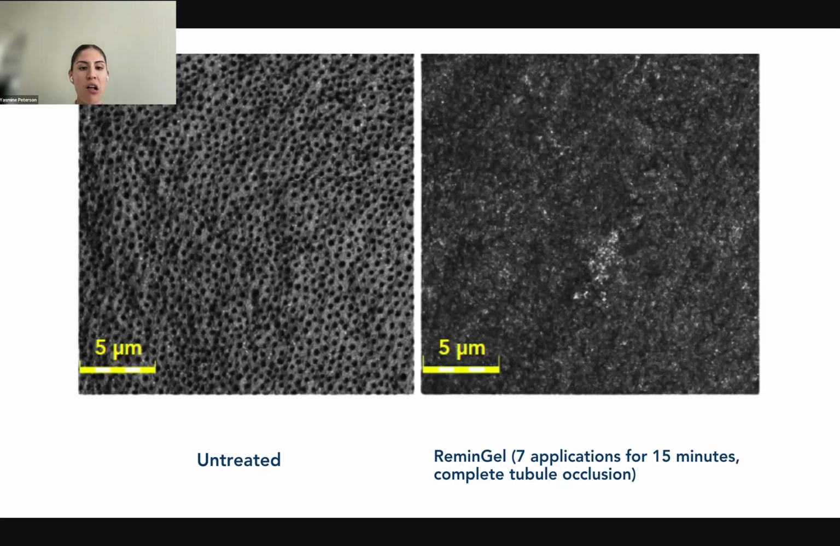So Remingel, like we already know, has those potassium ions because it has all those three salts in it, which is calcium, phosphate, and potassium. And those ions are bioavailable, and they're suspended in the gel. And so after 7 applications for 15 minutes, we can see that those tubules are now occluded, and that's going to neutralize that sodium, making the patient feel better and basically taking that pain away.